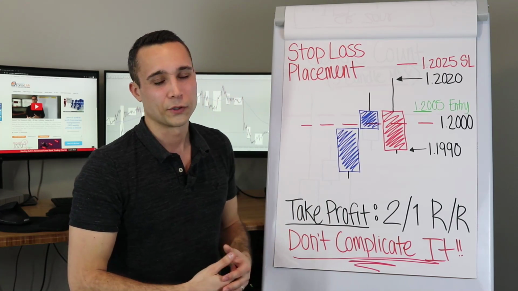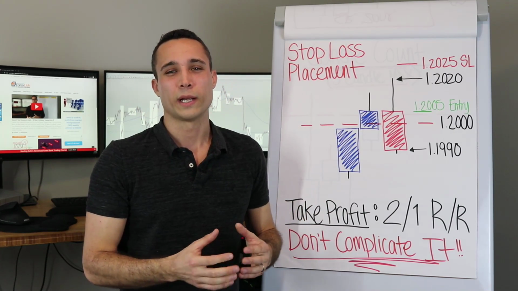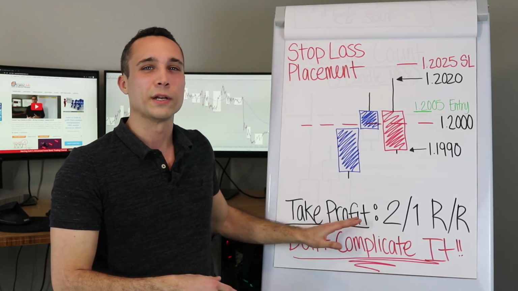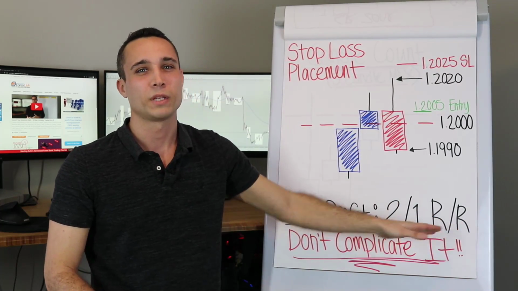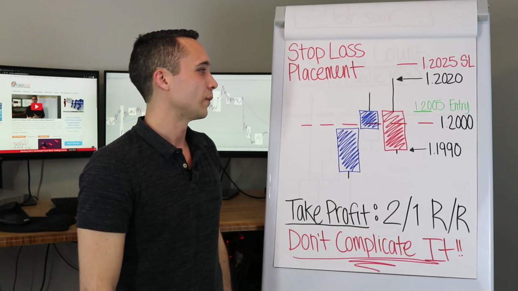I want to always look for 2-to-1. That's what I always look for when it comes to setting a take profit. You'll see down here, take profit, 2-to-1 reward to risk ratio. Again, simplicity, keeping it simple. 2-to-1 on the reward to risk ratio.